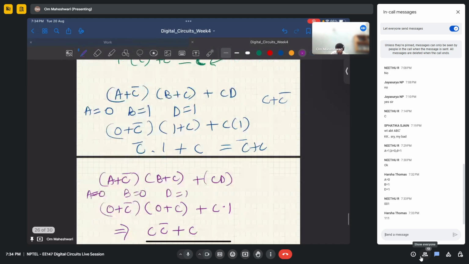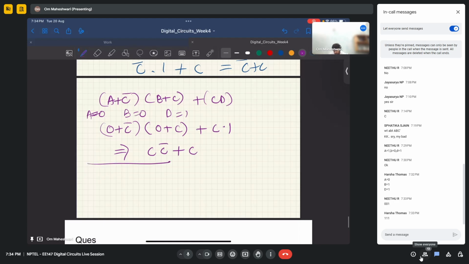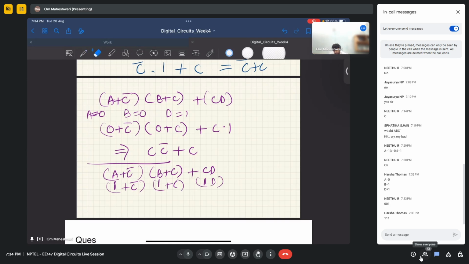Harsha says 1, 1, 1. Let's see 1, 1, 1. A plus C bar, B plus C plus CD. If we have 1, 1, 1, this is 1, this is 1, this is 1. This will become 1 plus C bar, 1 plus C, D. Sorry, C dot 1. So it will become 1 dot 1 plus C. That will simply be C. This is not right. This is correct. Harsha, is it clear why 1, 1, 1 is not the case?